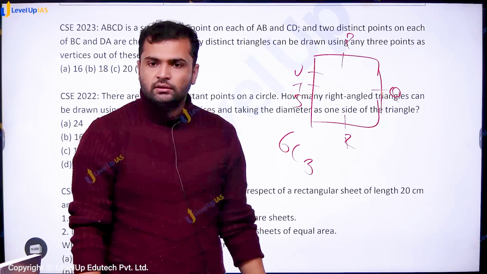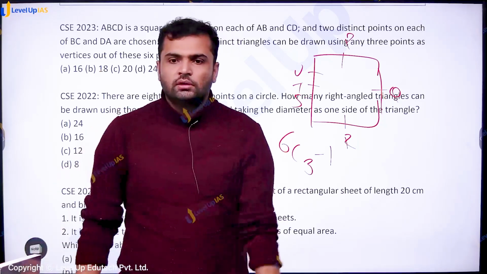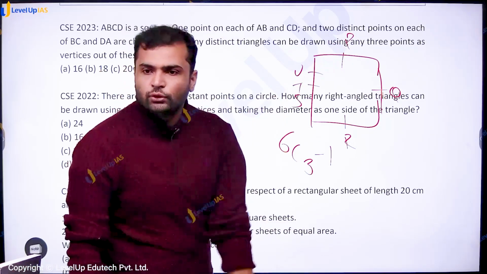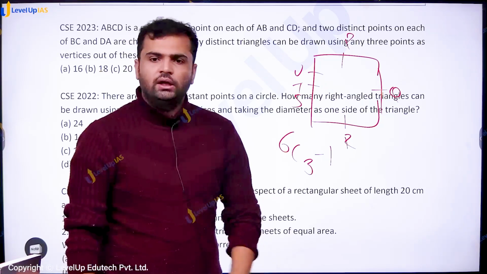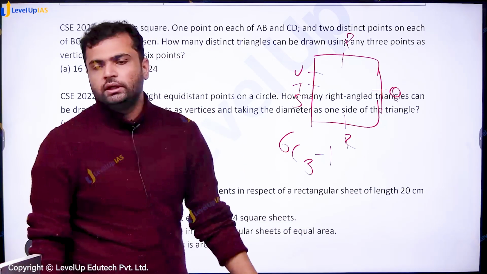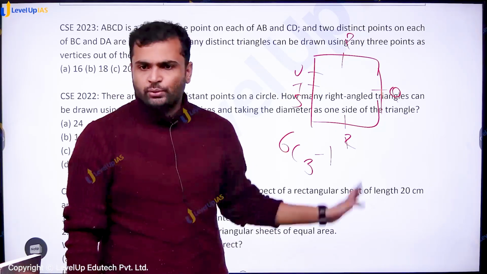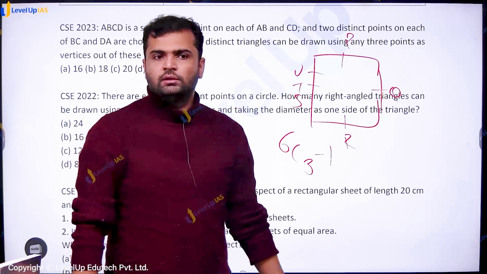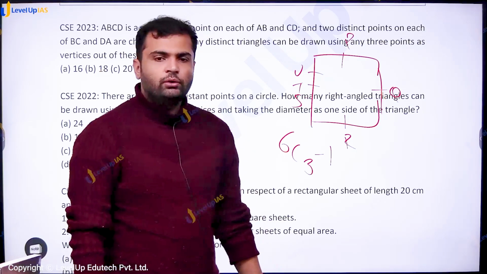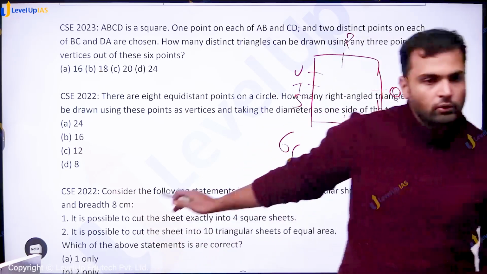right? I have to remove just that choice. Only if I have STU will I get 3 collinear points. In no other case will I get 3 collinear points. The answer would be 6C3 minus 1. So 20 minus 1, 19 would be the answer if we have this kind of figure. We have to remove all those cases or all the choices where we have got collinear points.